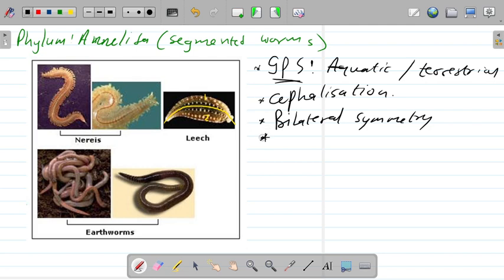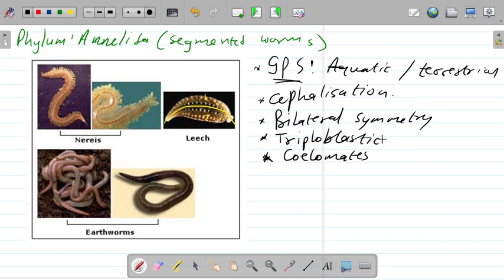Next, they are also triploblastic, such as their cousins the flatworms. What does triploblastic mean? Meaning they have three germ layers. Again, they have a body cavity, meaning they are coelomates. These ones have a body cavity now. Their epidermis, cuticle and nervous system arose from the ectoderm.